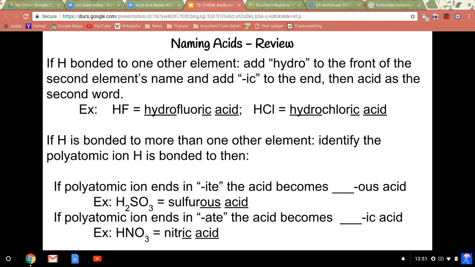Same thing if it's just H bonded to chlorine, so just a hydrogen bonded to a chlorine. It's only that single element. It's not a polyatomic, so it becomes hydrochloric acid.